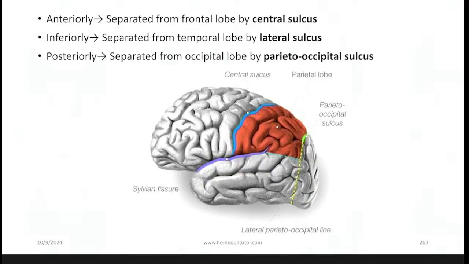Now, we have multiple important structures which you have to understand within the lobes. Okay.